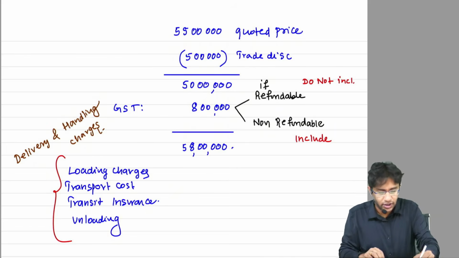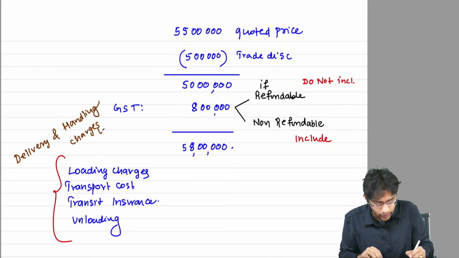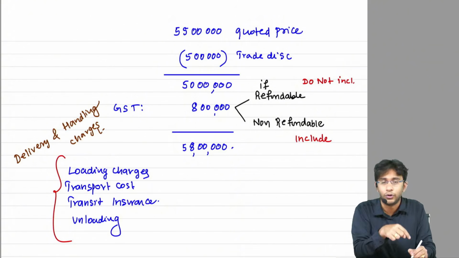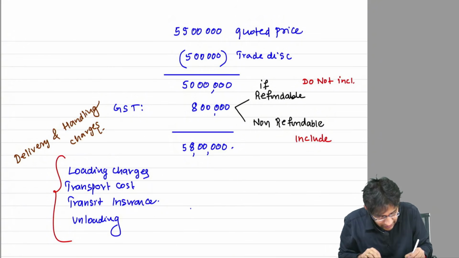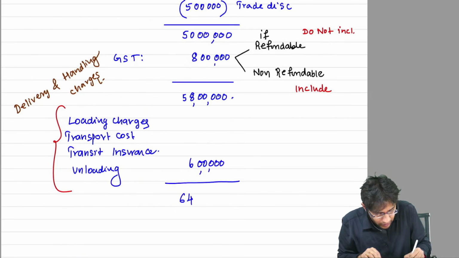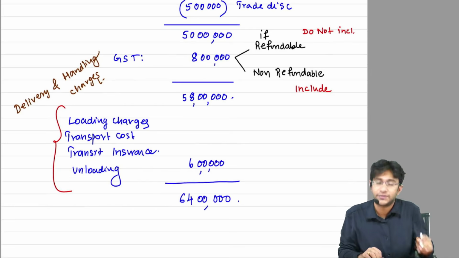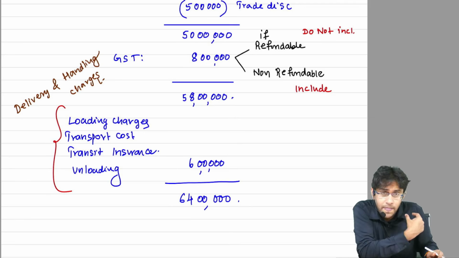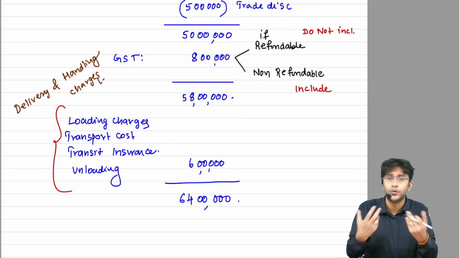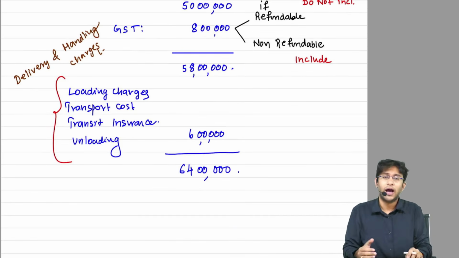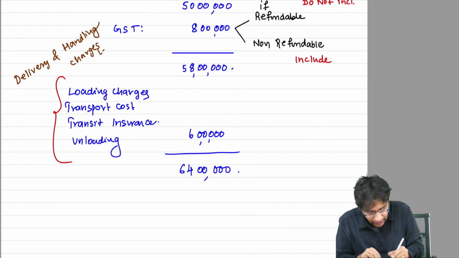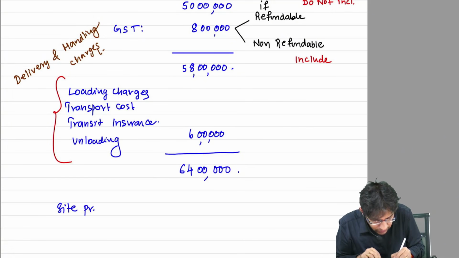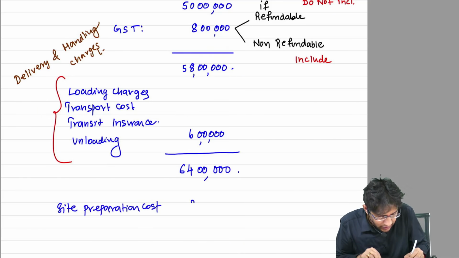These delivery and handling charges, you have to add to the cost of the asset, because if you do not incur this, your asset won't come to your place in the first place. So let's say that is some 6 lakh rupees we are incurring. So 64 lakhs is the cost till now. Now that this asset reached my location, I have to install it so that I can use it. First of all, I have to create a special foundation there. That is called site preparation cost. Let's say that is some 2 lakh rupees, capitalize that, add that also.